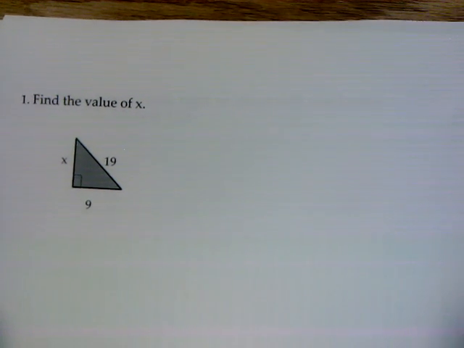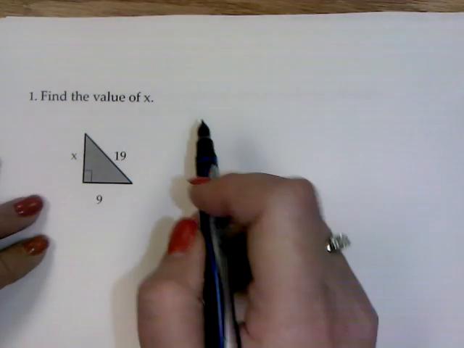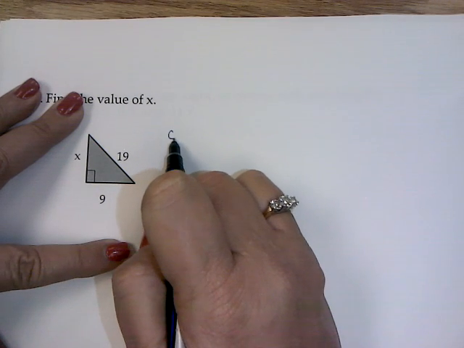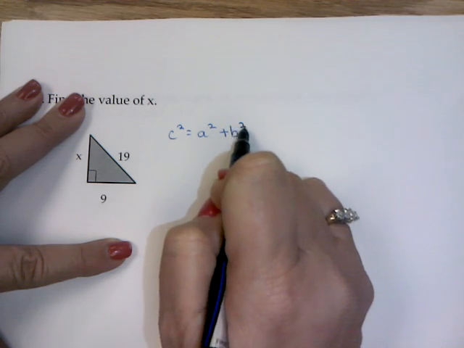So our first problem here asks us to find the value of x. Now with this value of x, a couple things are going on. One, I have a right triangle. When I have a right triangle, there's only going to be two ways to be able to find something, either A, using our trigonometric ratios, or B, using Pythagorean Theorem. Because I'm looking at a side, and I'm given the other two sides, I'm going to go ahead and use Pythagorean Theorem. So the Pythagorean Theorem tells us that c squared equals a squared plus b squared.